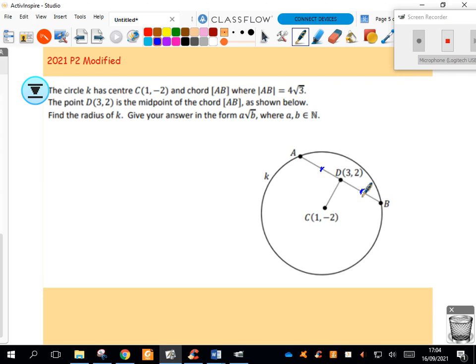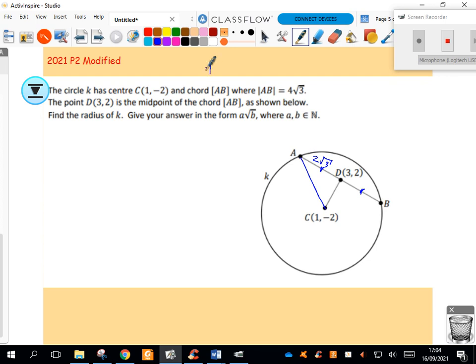Okay, so it's the midpoint. Given that the whole length of that is 4√3, that means each of these little segments, the distance from A to D, must be 2√3. That distance must be 2√3 also. I'm trying to find the radius.